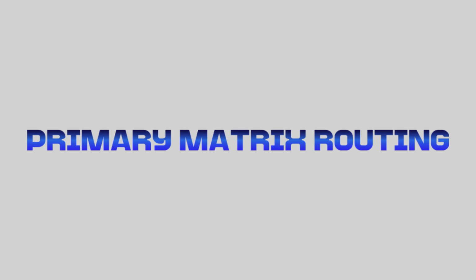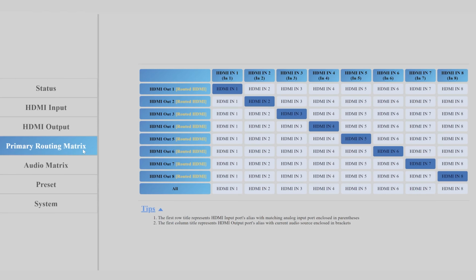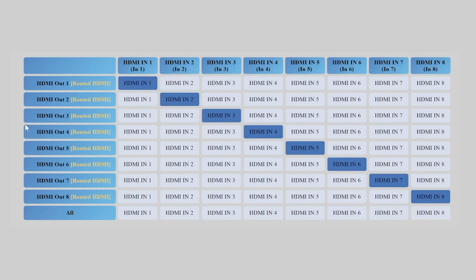Alright, so the primary routing matrix is where the real routing magic happens. On the left, we have all of our HDMI output displays. On the top, we have our HDMI sources. And the blue highlighted text represents what is currently selected. So right now, we have our input 1 source going out to our output 1 display. We have our 2 source going out to our 2 display, and so on and so forth. And these can be adjusted however you like.